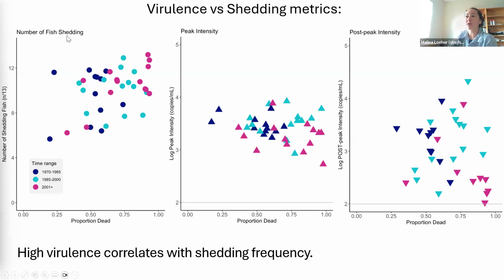So the first one is the number of fish that are shedding, or the frequency of fish that are shedding, and then followed by peak intensity, where you can see that slight decrease over time, and then what I call post-peak intensity, or a later time point of shedding across the kinetic curve. And the panel that I think is most interesting among these is this first one, where you see a general positive trend of virulence being positively correlated with increased shedding frequency. And so high virulence seems to at least correlate with shedding frequency across these decades and subgroups of M isolates.